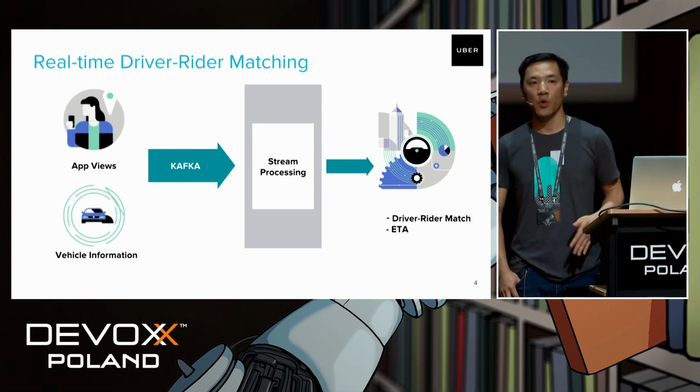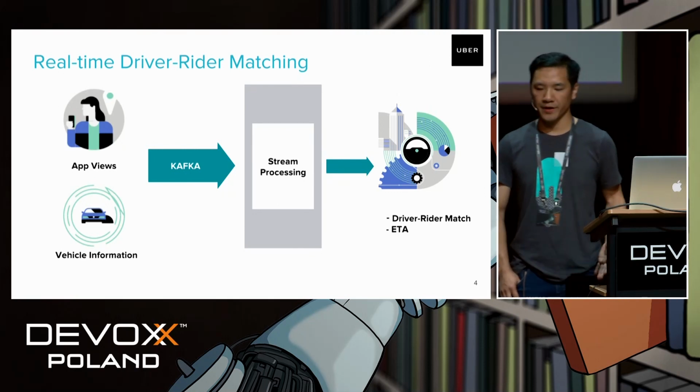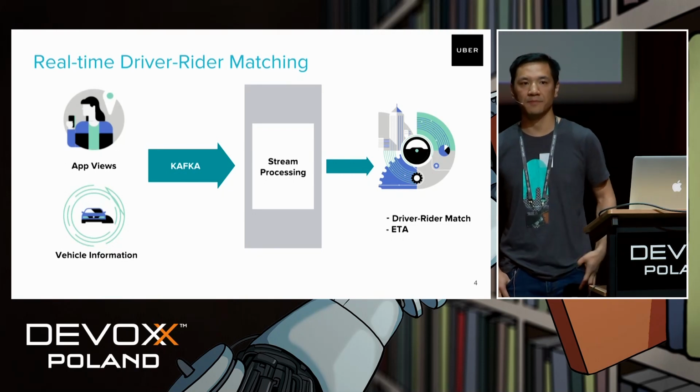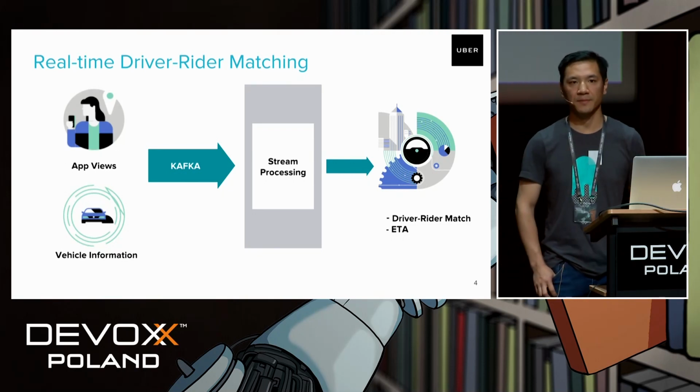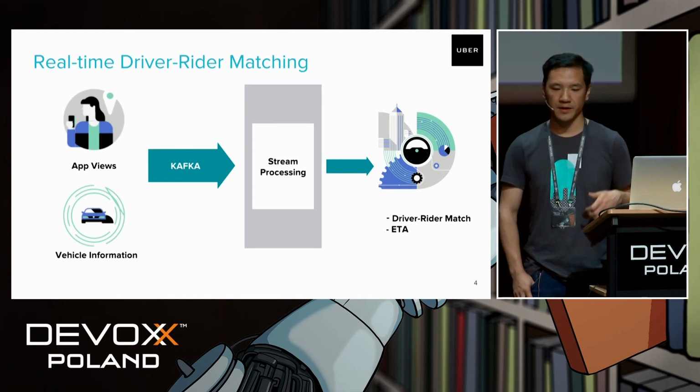That data will be sent back to the rider app together with the ETA. The data will also be sent back to the driver app, such that the driver partner will see that you are being matched with a rider.